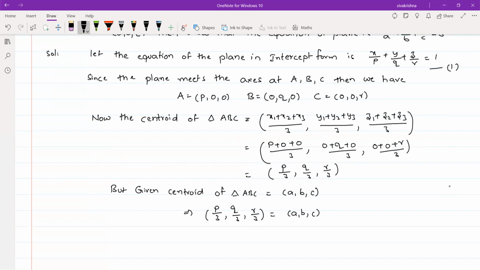Whenever we equated these 2 points, from this we can write p by 3 is equal to a. This implies p is equal to 3a. In the same way, q by 3 is equal to b, and this implies q is equal to 3b. Similarly, r by 3 is equal to c. This implies r is equal to 3c. So we have found the values of p comma q comma r. After finding the values of p comma q comma r, now substitute these values in equation 1.